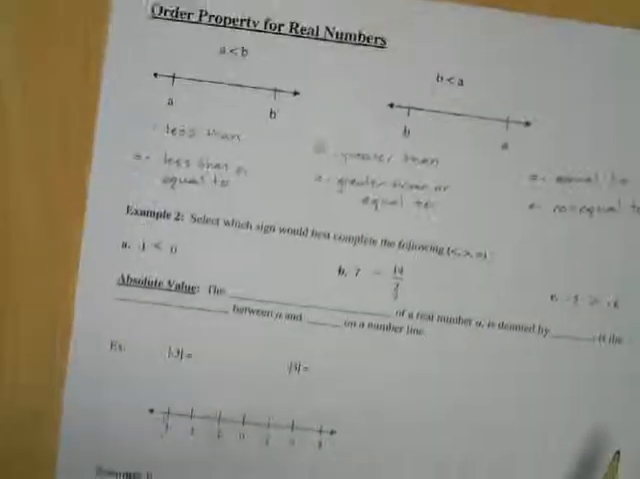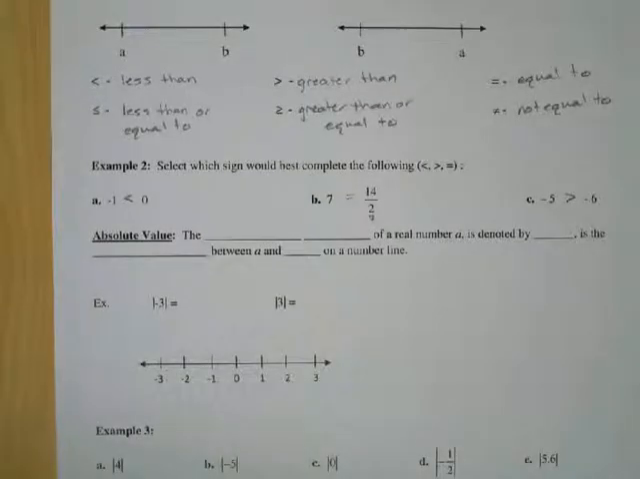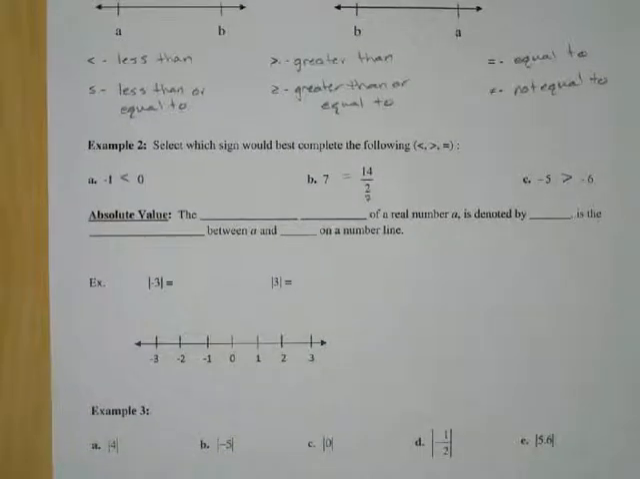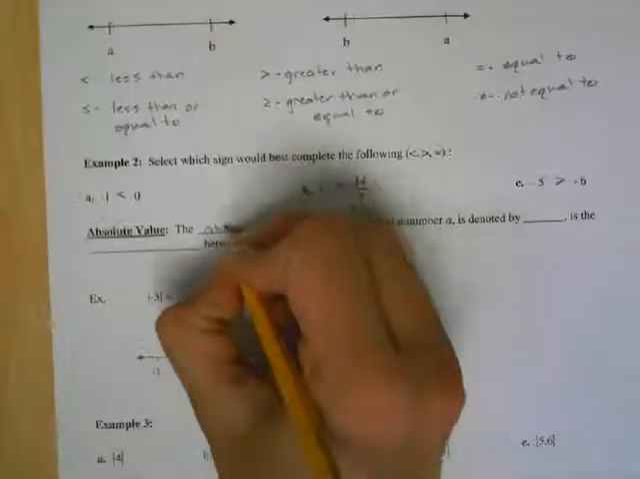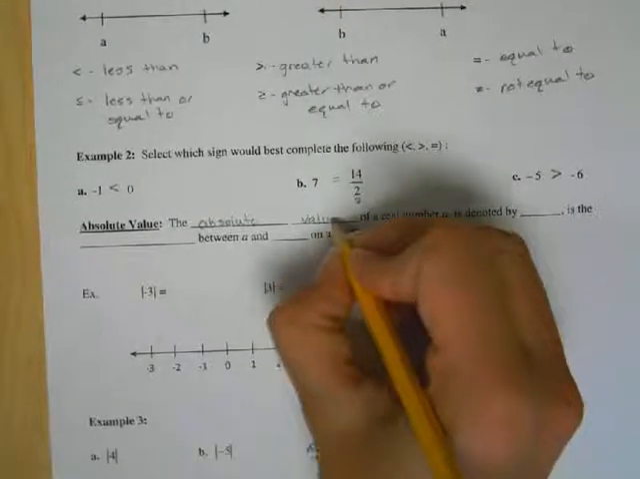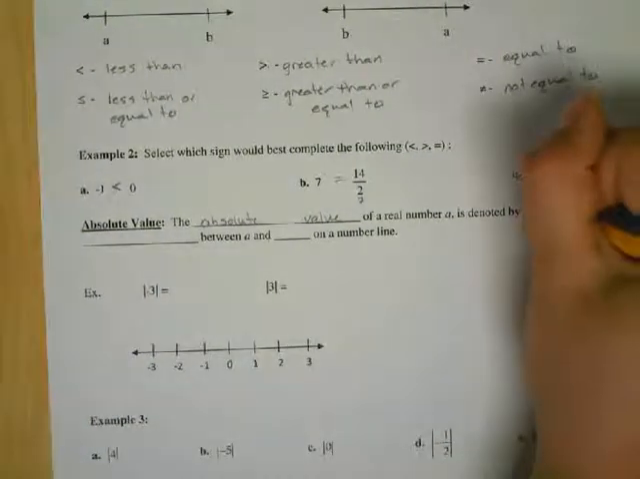Absolute values. You have to be able to determine what an absolute value is. You should have a very general concept of it. We'll go a lot deeper into absolute values later on, but you do need to start with a general idea. So the absolute value of a real number A is denoted by the absolute value of A.